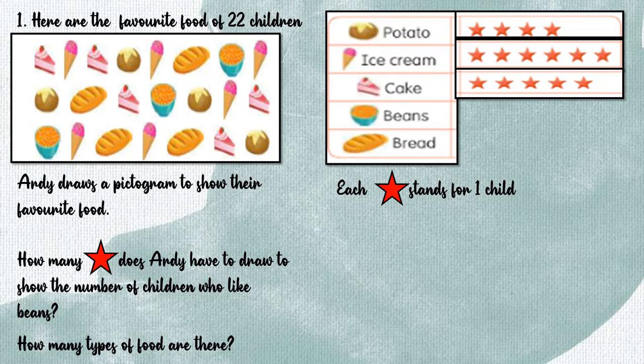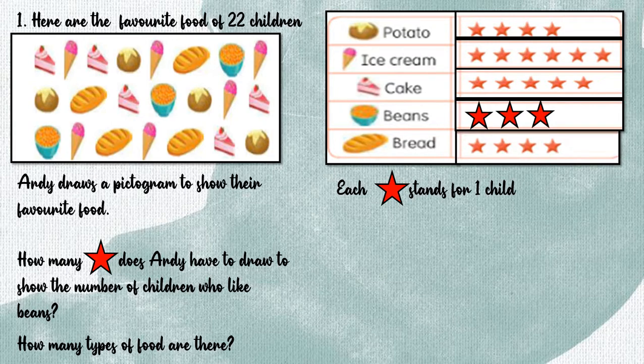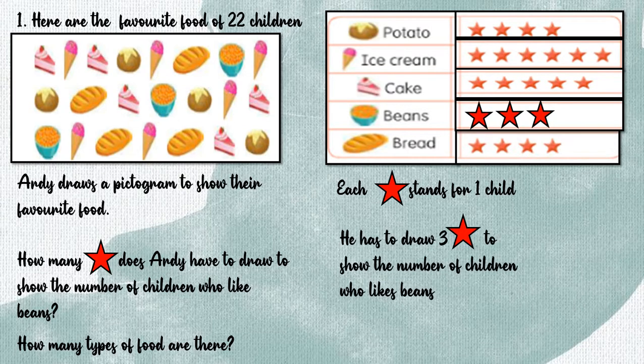And the next food is beans. How many children likes beans? Good job. There are three children like beans. And the last, how many children like bread? Good job. There are four children like bread. Jadi, piktogram ini bisa merepresentasikan informasi tentang jumlah jenis makanan dan juga berapa jumlah anak yang menyukai makanan-makanan tersebut. Ardi has to draw three stars to show the numbers of children who like beans. Jadi ternyata Ardi harus menggambar tiga bintang untuk menunjukkan jumlah anak yang menyukai beans.